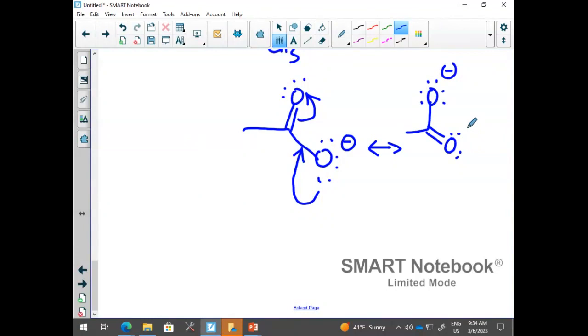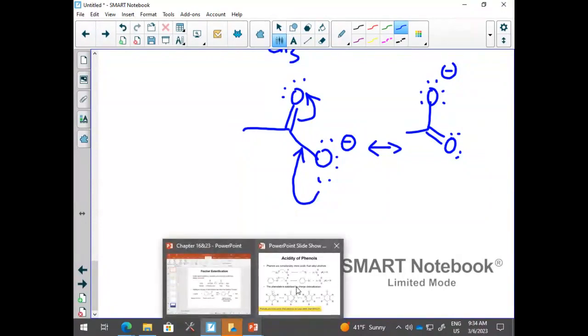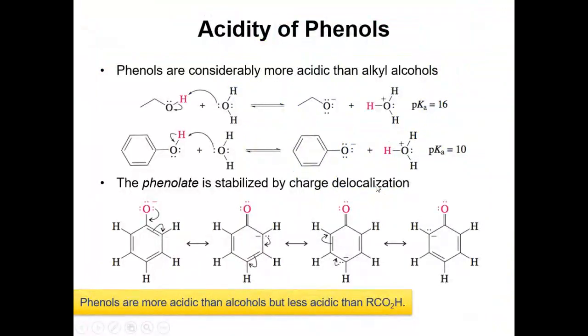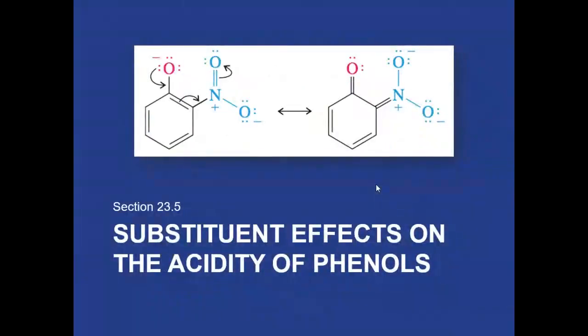So if you look at those two resonance forms, you probably can see they are of exactly the same importance. They're equally stable. So that means the negative charge is completely equally dispersed on the two oxygen atoms. That means this has a better electron delocalization. So carboxylate is even less basic than phenoxide, and that's why carboxylic acids are stronger acids than phenol.